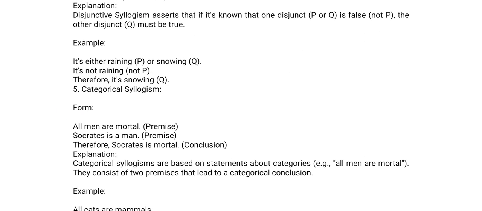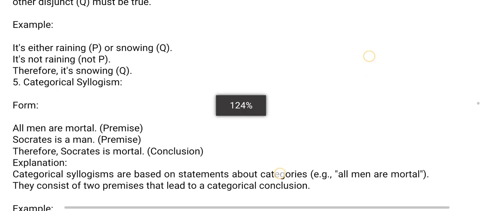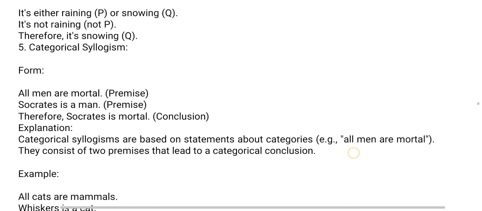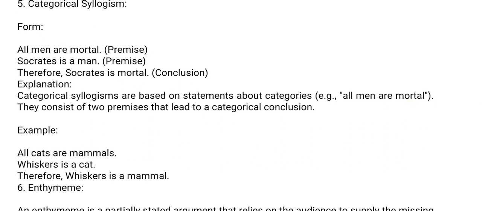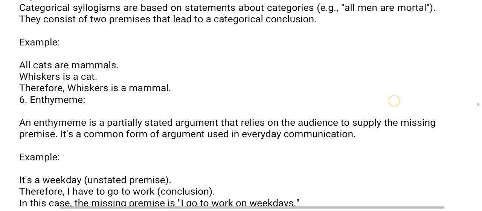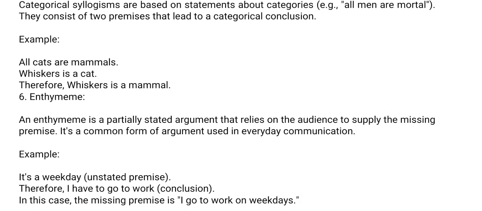Then categorical syllogism. All men are mortal. Premise. Socrates is a man. Premise. Therefore Socrates is mortal. Conclusion. Categorical syllogism is based on statements about categories. They consist of two premises that lead to a categorical conclusion. Another example: all cats are mammals, Whiskers is a cat, therefore Whiskers is a mammal.